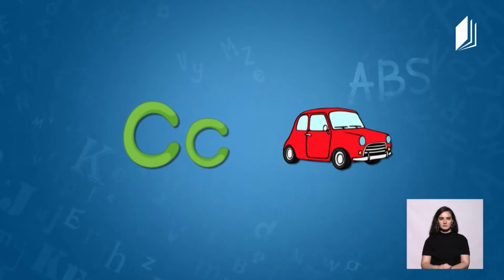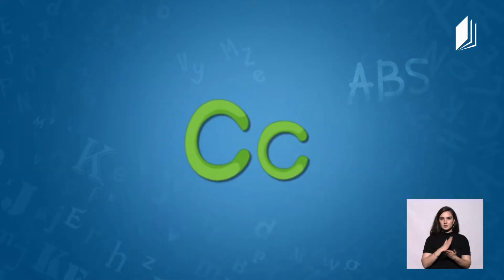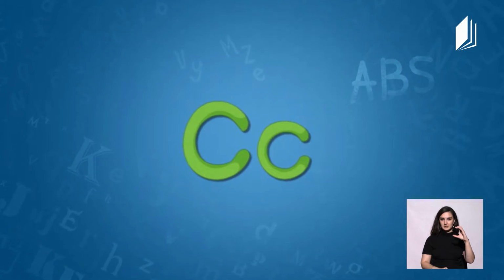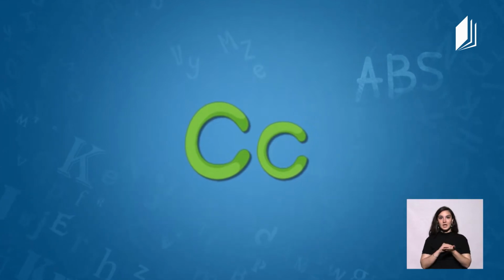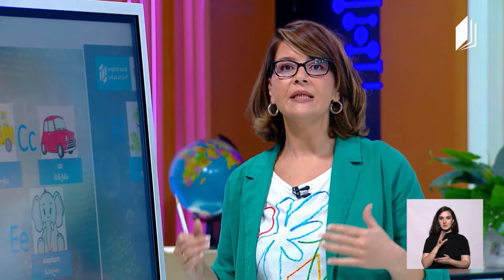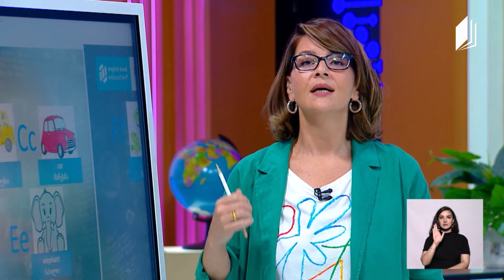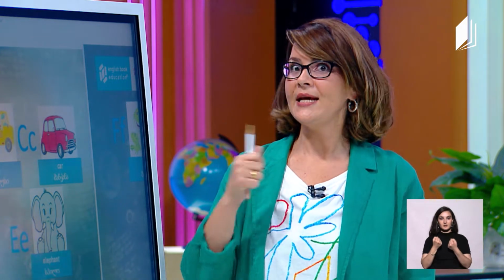Oh, Miss Amanda, what is it? Oh, I know. It's a car. And the first letter for this word is C. Capital C and small c. Please repeat with me. Letter C we pronounce in the alphabet, but in the word it is k. Car. Just soft car.